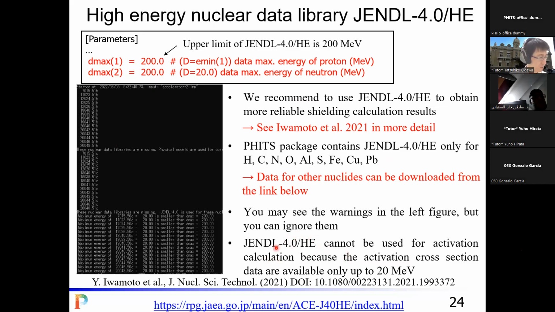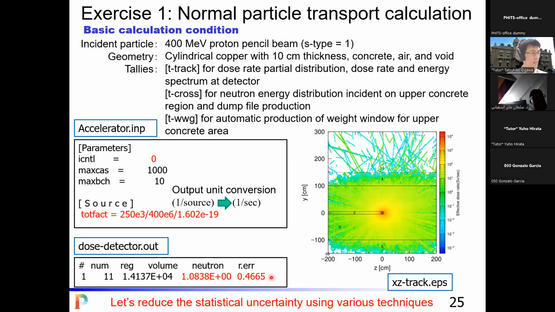And this info is also a bit old because we do not use Gendel 4.0 high energy anymore. We use Gendel 5. So please don't care about this. Anyways, let's go on to an exercise. Normal particle transport simulation to get insight to grasp what is going on in this calculation. So please try exercise number 1, in which you change icntl and run this input file with this normalization. Please try.